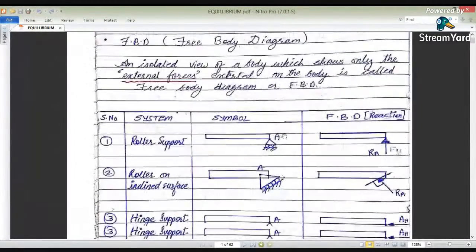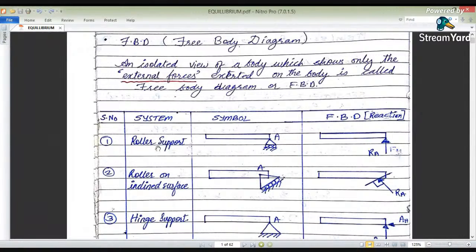Here there are the different supports. First is the roller support, which has been represented in this way. So we have to release this. There is a beam which has been supported by a roller support. The roller support has only one reaction.